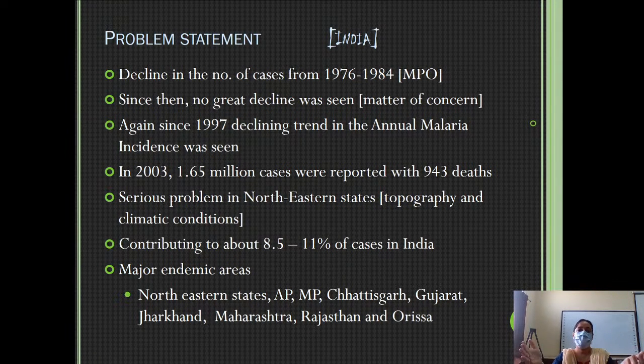So the northeastern states, where we have water in plenty, high temperatures, and high humidity, all these conditions are perfect, or very well tolerated by the Anopheles mosquito, and as a result they breed. And so that is why I say topography and climatic conditions in these northern and northeastern states, along the basins of the major rivers, you can see are the most vulnerable areas or most vulnerable populations. They live in the basins of the large rivers in the country. And India also is a country of rivers, if you can remember. So this contributes to about 8.5 to 11% of the cases in India.